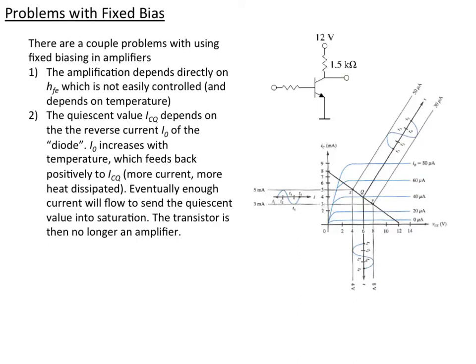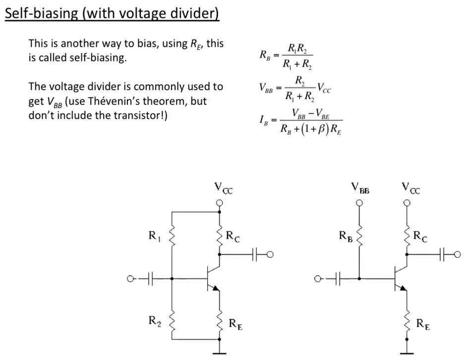So fixed bias is not a good way to do things. We want something that's a more robust way of making an amplifier. One way to do this is called the self-bias, and that's basically where we add a small resistor to the emitter, and we call it R sub E, not using any great imagination in naming that resistor. It's the resistor on the emitter, so we call it R sub E.